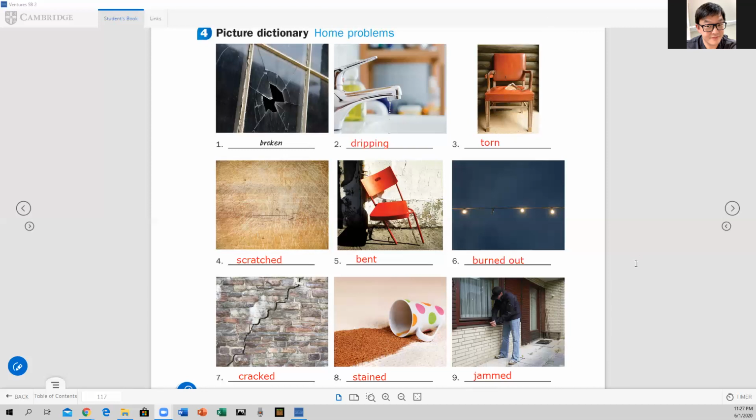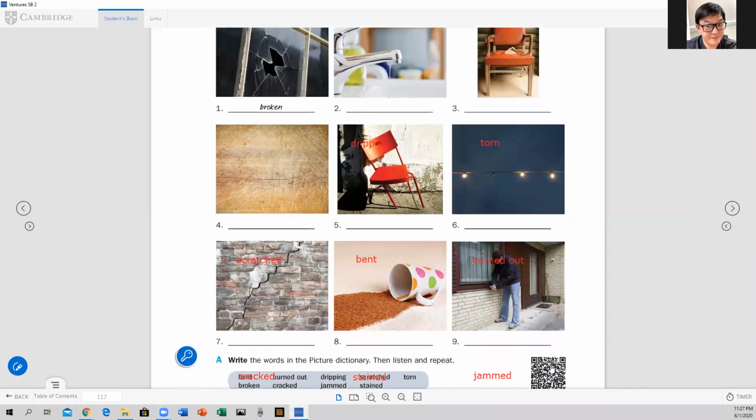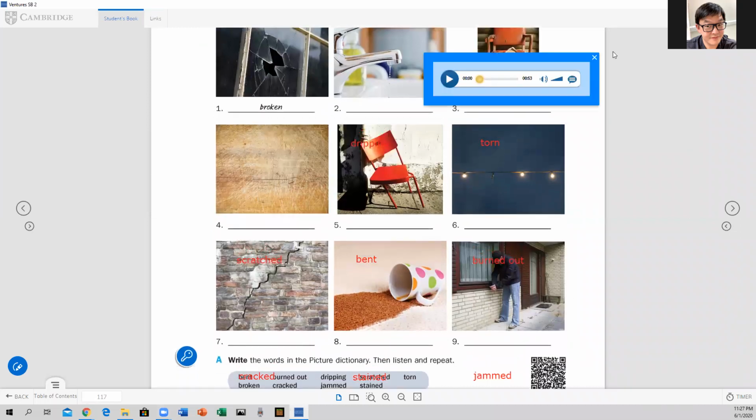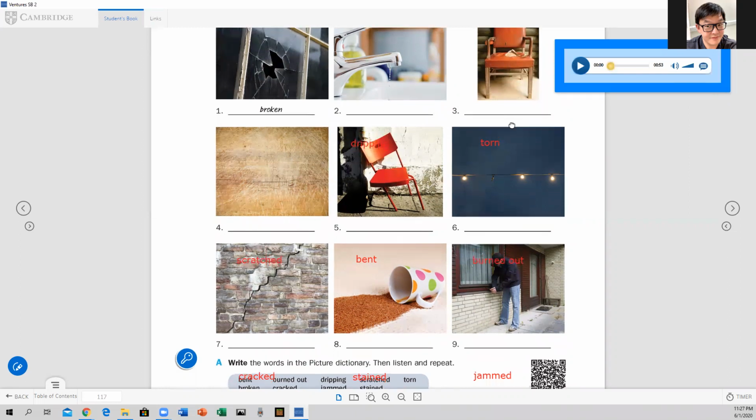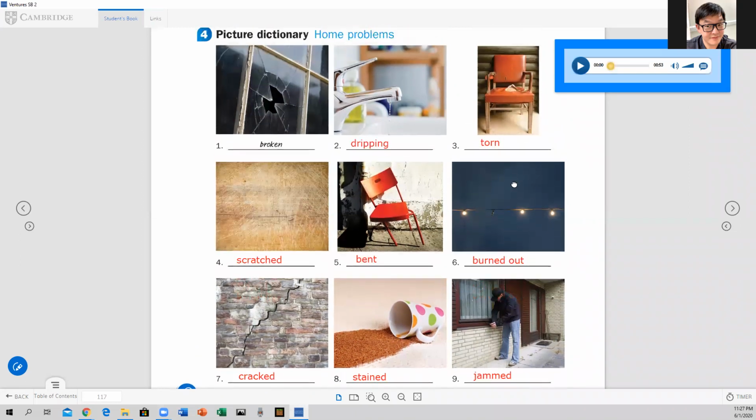So now, I need to do something here. I'm gonna put these back. Okay? And I'm gonna play the audio, and then that's all for today. Let's listen to the audio and check your answers. Page 117, Exercise 4A, Track 29.